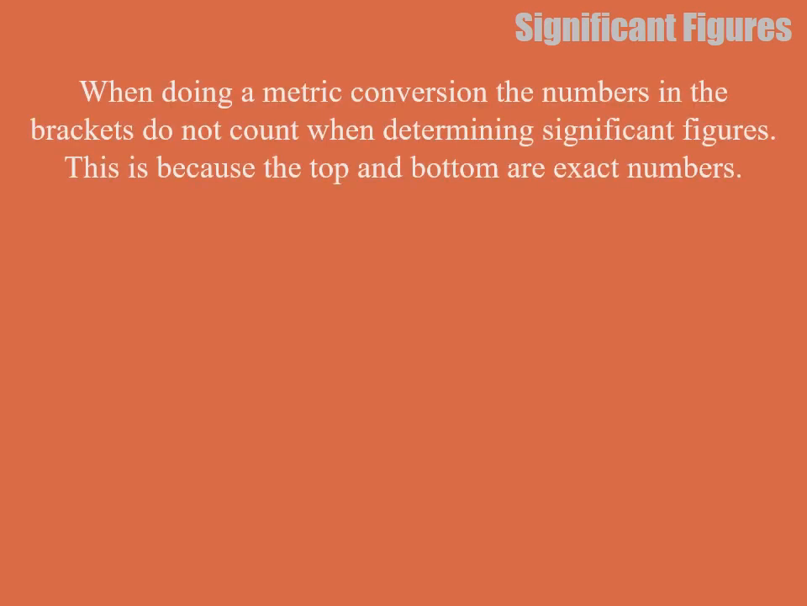Before we finish up, I would be remiss if we did not talk about significant figures. When doing a metric conversion, the numbers in the brackets do not count for determining significant figures. This is because the top and bottom are exact numbers. There are exactly 100 centimeters in a meter. There are exactly 1 million microliters in a liter. So that does not count for our significant figures.